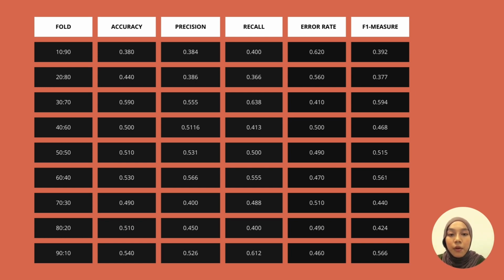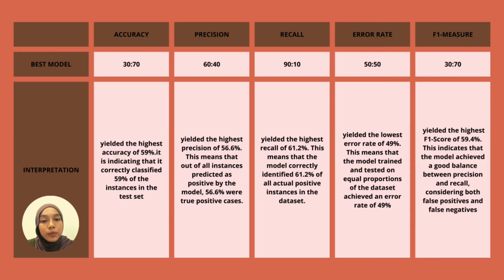From this table, we can compare the values and find the best value from the previous table. We can find the best model for each evaluation metric, which is accuracy, precision, recall, error rate, and F1 measure. So for the accuracy, the best model is 0.7, which is 3078. Precision is 0.4, recall is 0.1, error rate is 0.5, and F1 measure is 0.7.